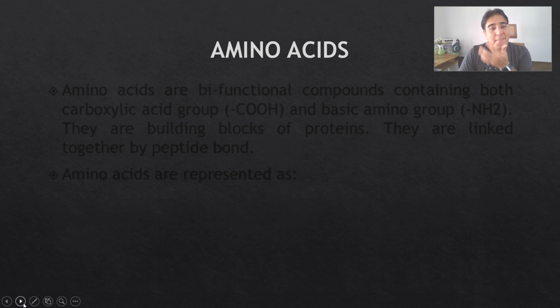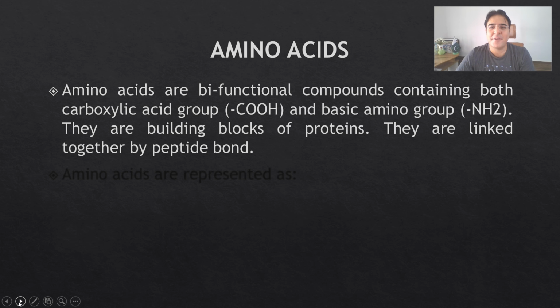So amino acid is a special class of organic compound actually, and as students of chemistry, we are going to deal with the chemical aspect of amino acids and not so much the biological aspect. So what are amino acids?